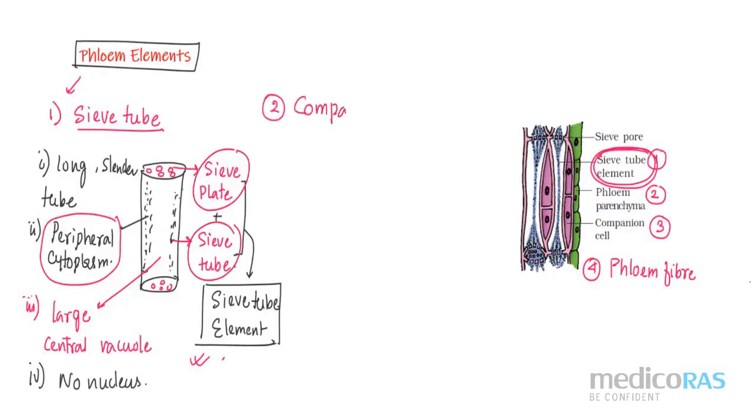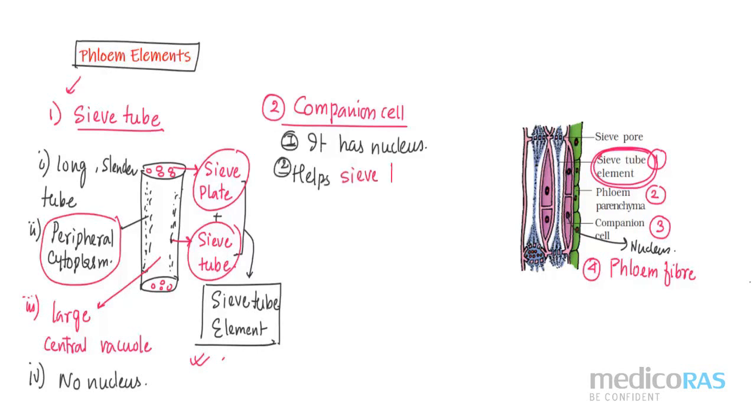Now let's check the companion cell. It has a nucleus. As you can see in the companion cell, you can see some nuclei there. So these are the nuclei, and this nucleus helps the sieve tube to maintain the pressure gradient. This is a characteristic feature of angiosperms. That means in case of gymnosperms, we will not get this.